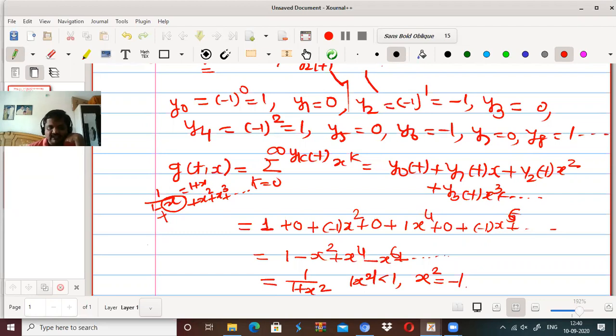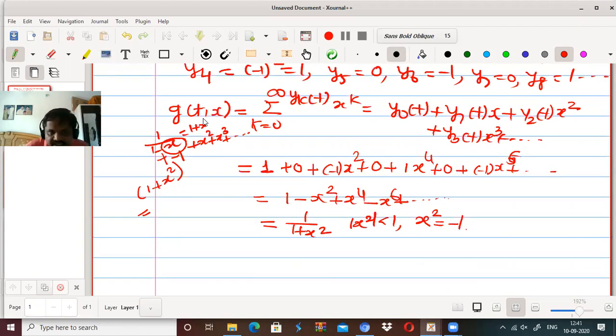And you can extend it like this: 1 plus x square to the power minus 1. Take a plus b to the power n. First, a to the power n means 1 to the power minus 1, which is 1. Then n into, means minus 1 into, decrease its power, increase this power. So it will give minus x square plus x4 and so on. So this is the GTX, that is, Green's generating function for ykt.